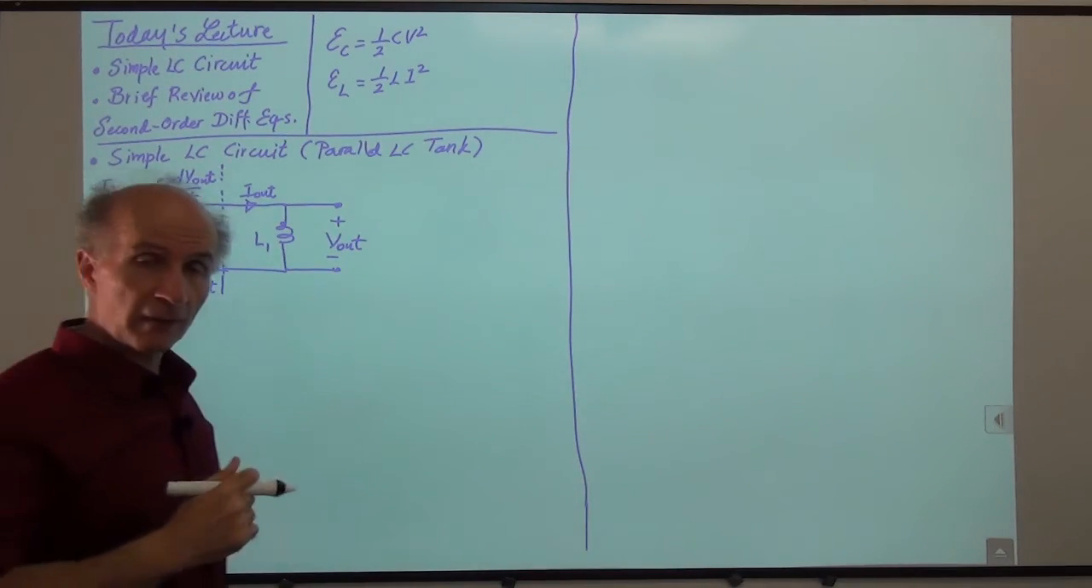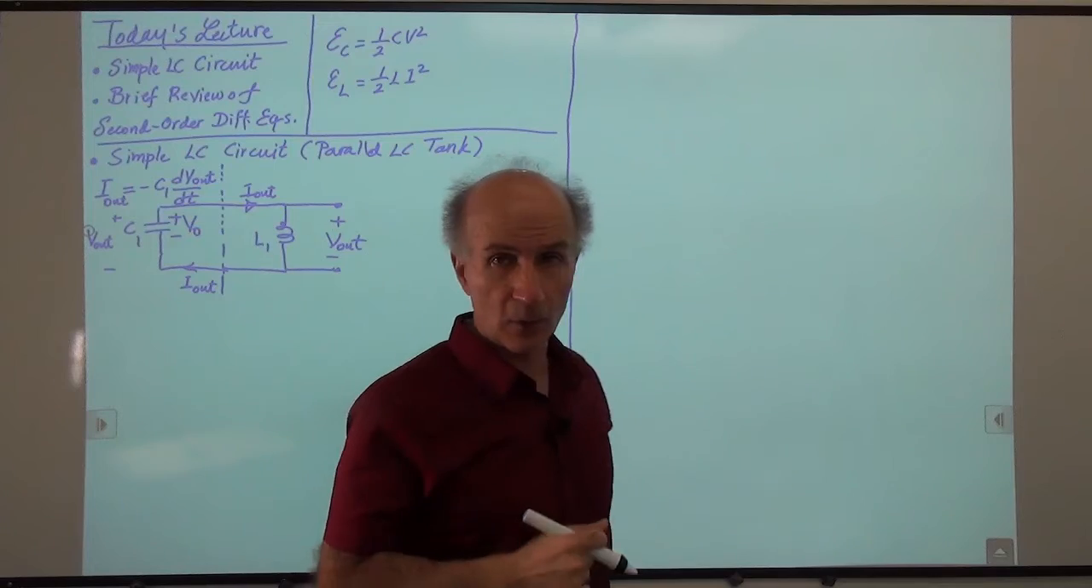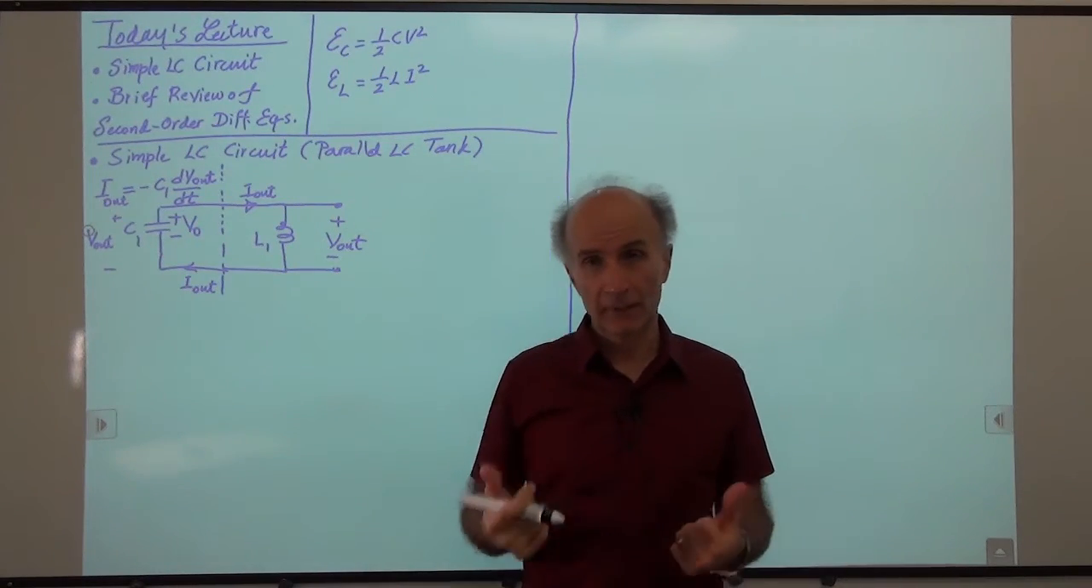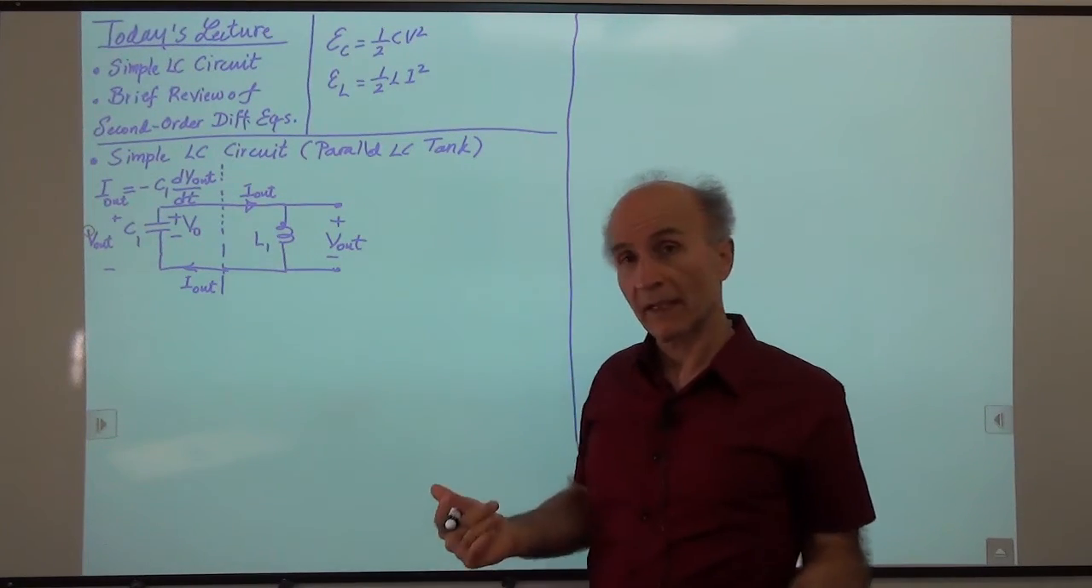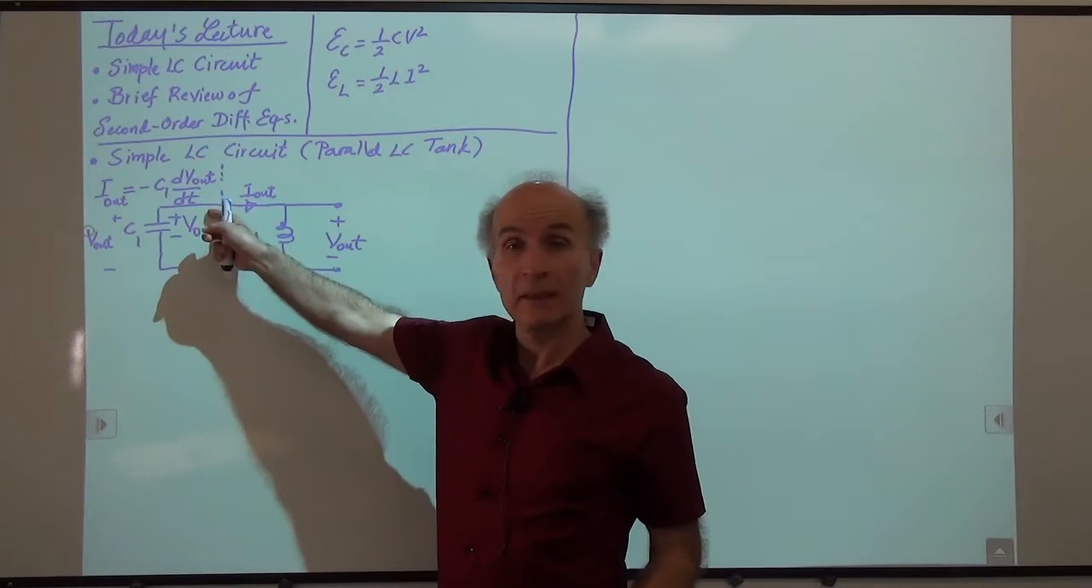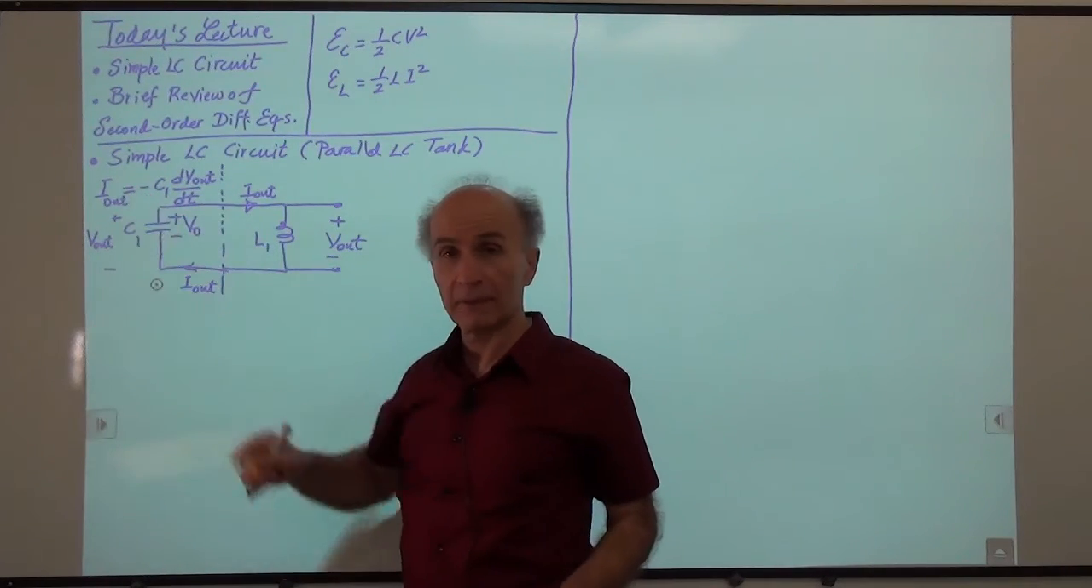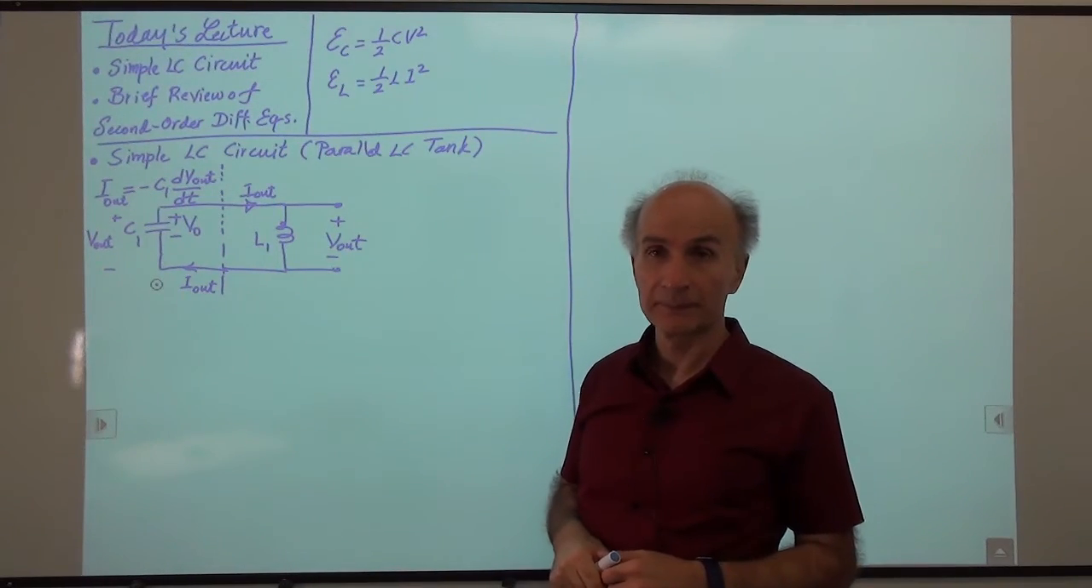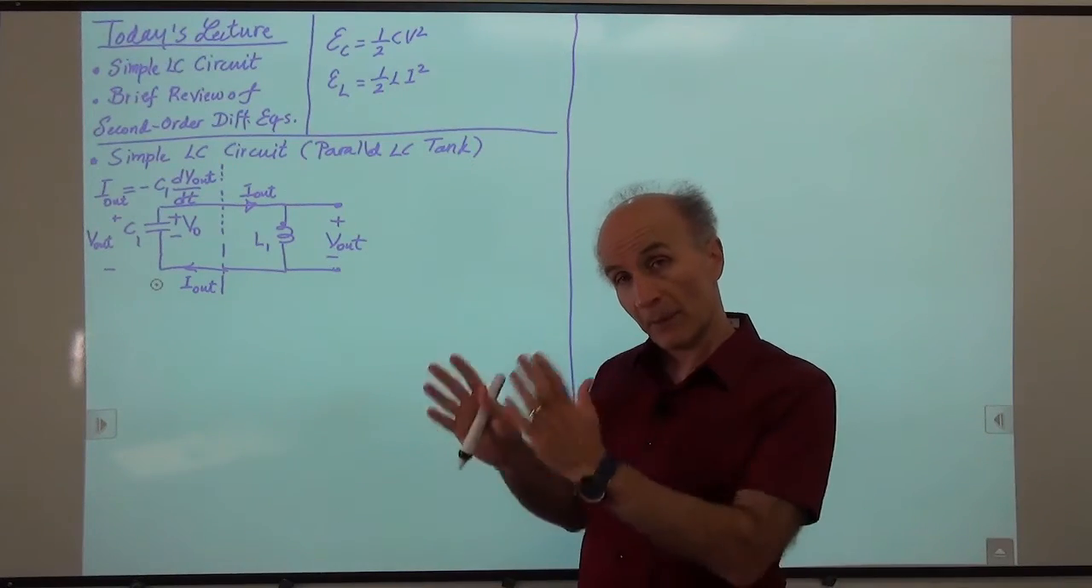So that's the equation governing capacitor C1 in terms of I out and V out. If you don't like this I out, you can call I out the other way, in which case this will be positive. So it's just entirely up to you. Okay, how about the inductor?